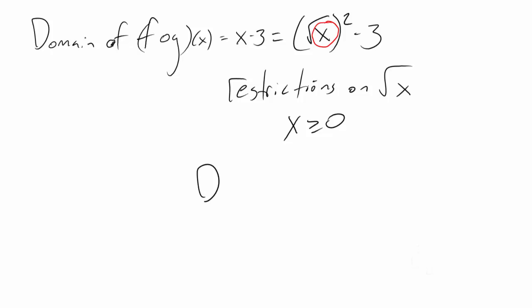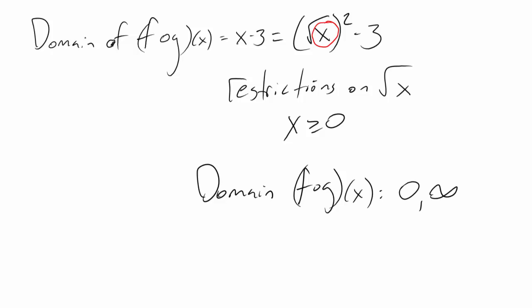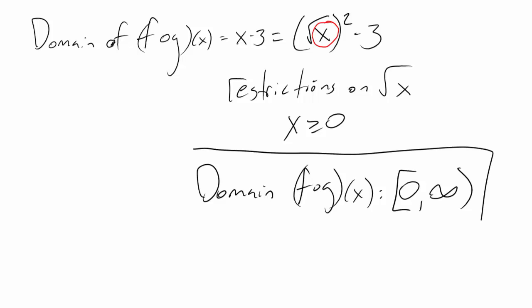Which means that for our domain for this function f composed with g of x, we need the function's values to be from 0 up to positive infinity. Infinity will of course get a parentheses. We are allowed to include the 0, so it'll get a bracket, and that's our domain here for this function f composed with g of x.